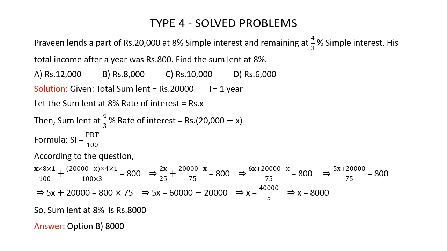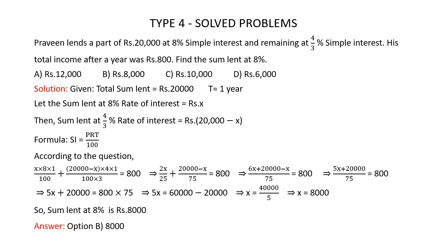Now as you can see here, it's given that the total income earned by Praveen after a year was rupees 800. Now total income is nothing but total simple interest. So here the sum of the simple interest earned in the two cases is given.